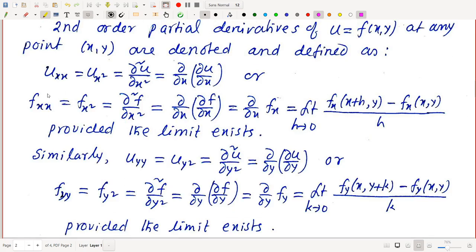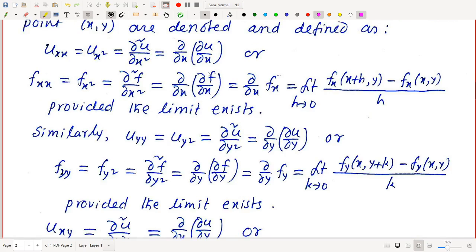Okay, or you can use this symbol with f suffix xx or f suffix x square, or it is del square f by del x square, meaning del by del x of del f by del x, a derivative of a derivative with respect to x, two times. But what is this in limit form? Okay, in limit form it is del by del x of this del f by del x, you can write f suffix x, new notation, f suffix x.